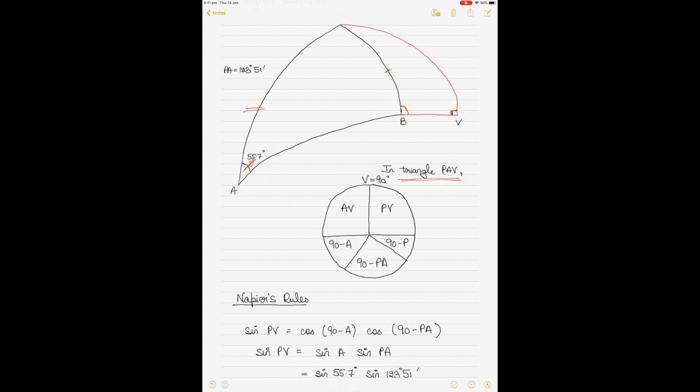What is Napier's rules and how do you do that? I'm not going to talk about it here. I have made a separate video on Napier's rules. Please watch that one and you will understand what Napier's rules are and how you make this circle. Otherwise this video will become too lengthy.